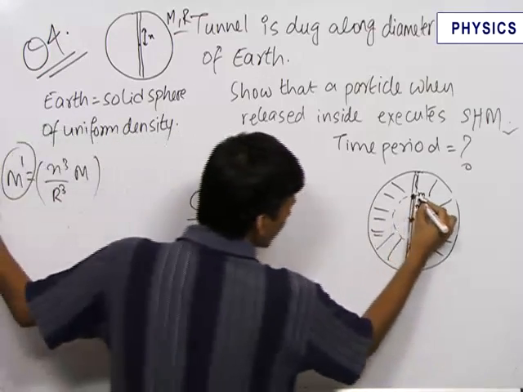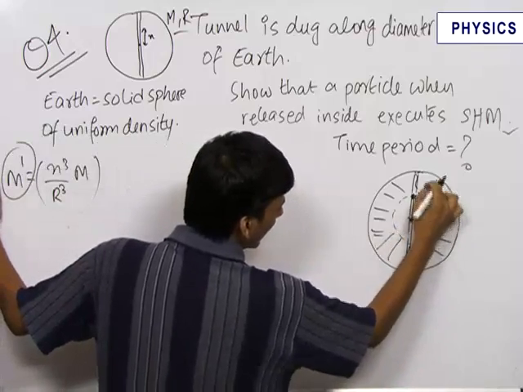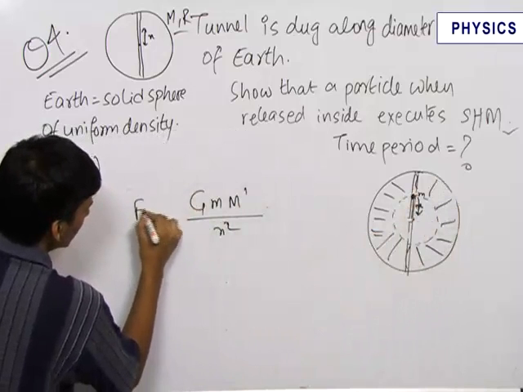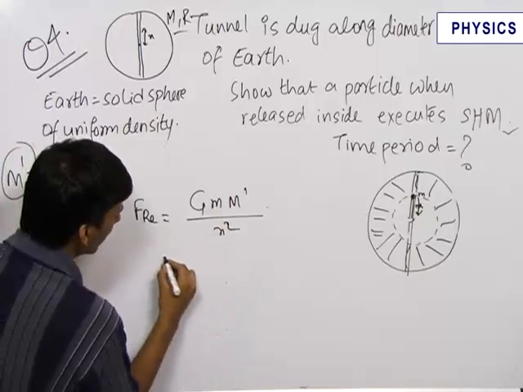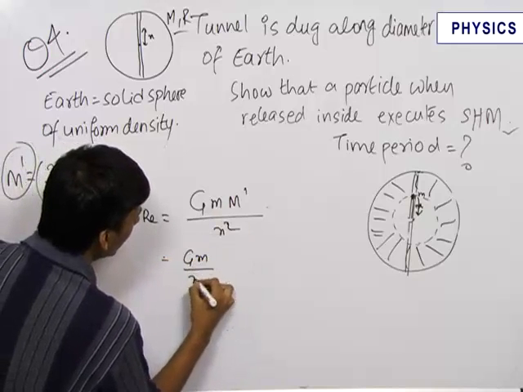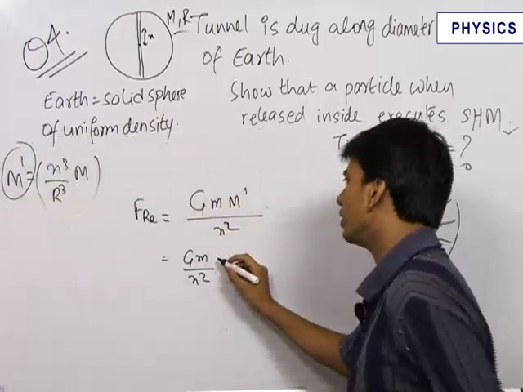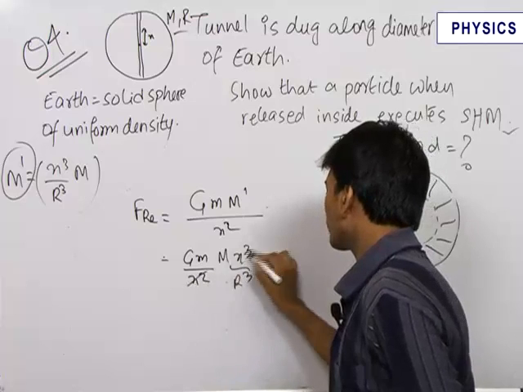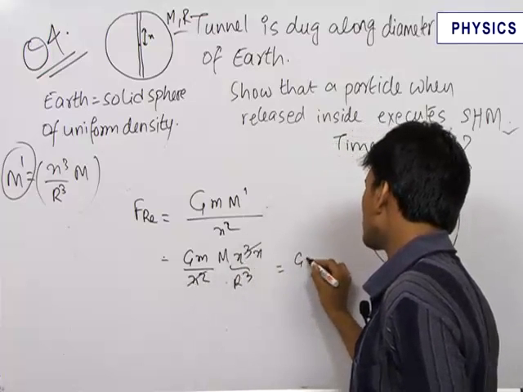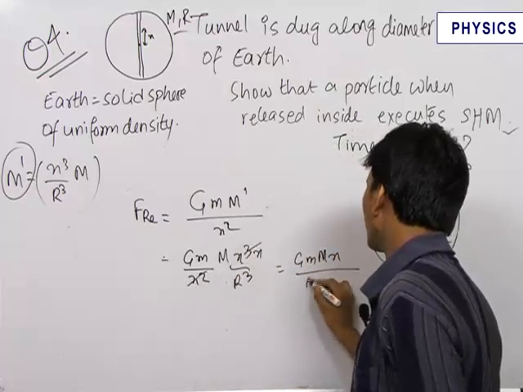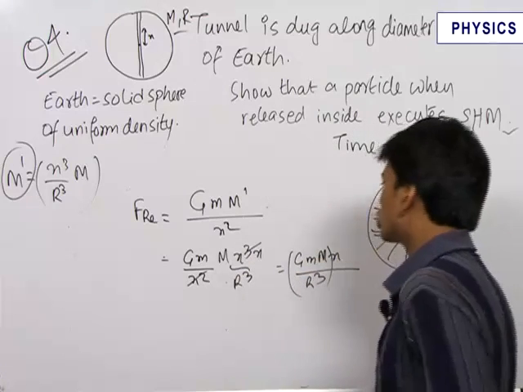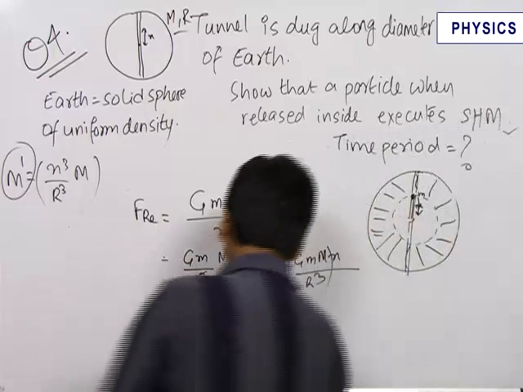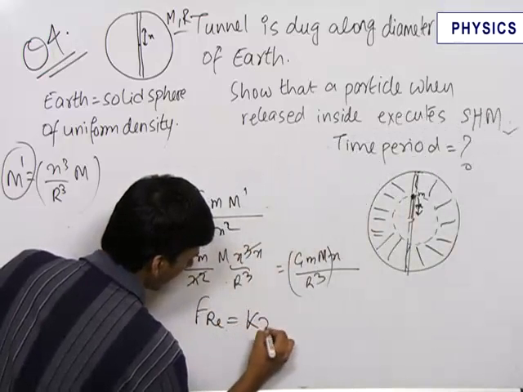So the restoring force, and this force is attractive in nature and acts towards the center of the earth, is equal to G M m dash upon x square, which is G m upon x square into m dash. We feed in the value of m dash, M into x cube upon r cube. This gets cancelled to give x. So this becomes G M m x upon r cube. We now see that the restoring force is directly proportional to x. This is in the format F restoring is equal to kx.